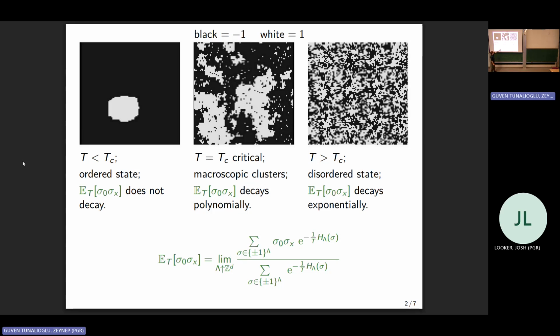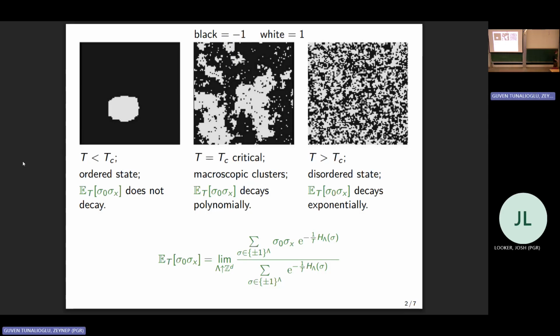And so this is the expectation from the previous slide. Here it's written out explicitly. To get this expectation, you take the value of sigma x times sigma 0, you weigh it by its probability, and you sum over all configurations. This here is just a normalizing constant. It ensures that if you plug in 1, you actually get back expectation 1, just to make sure that this is a probability measure.